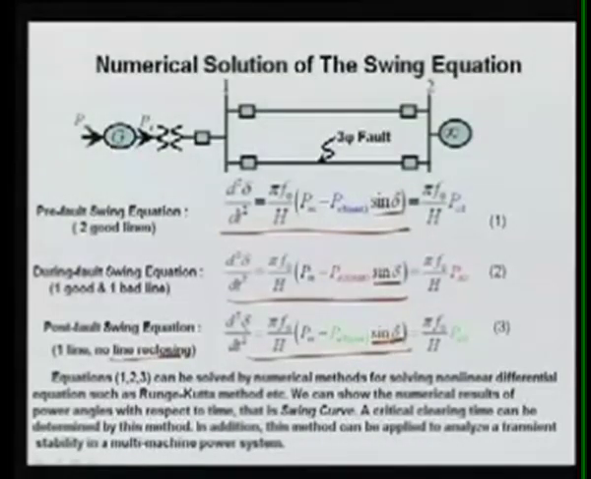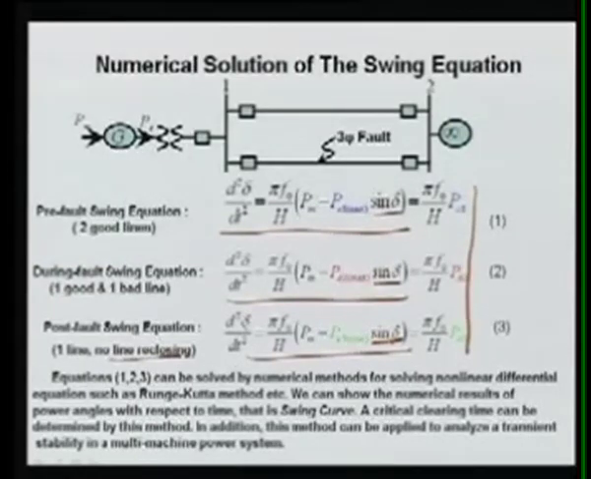We can show the numerical results of the power angles with respect to time; that is a swing curve. A critical clearing time can be determined by this method. In addition, this method can be applied to analyze transient stability in a multi-machine system. For the single machine system, as said, the equal area criterion can easily determine whether the system is stable or not stable. We can also assess what margin is available if the fault is cleared at a particular time, so we can know the relative stability.